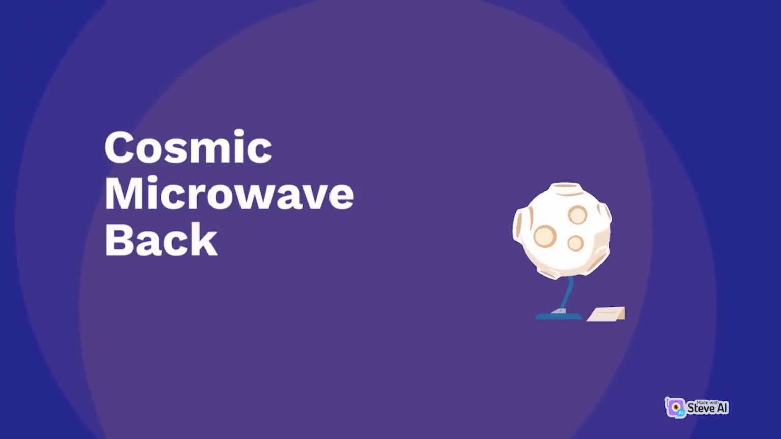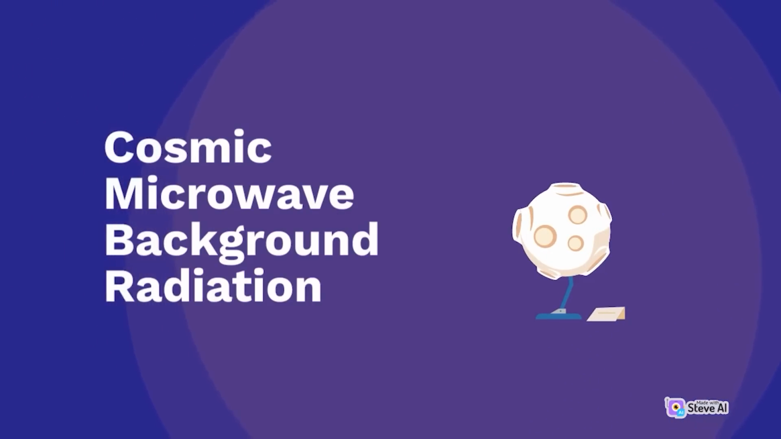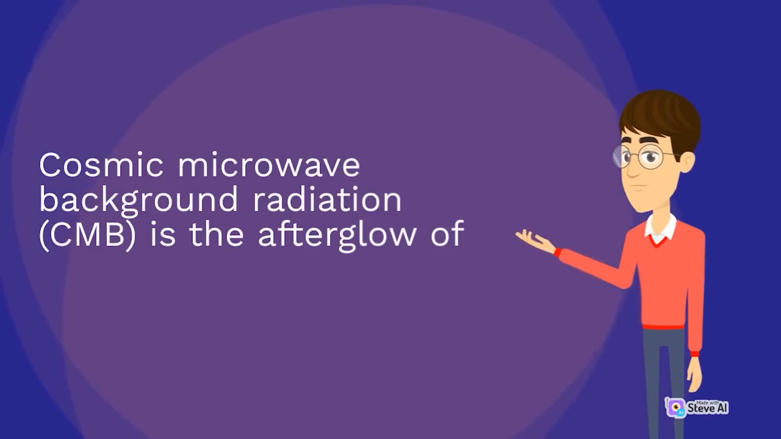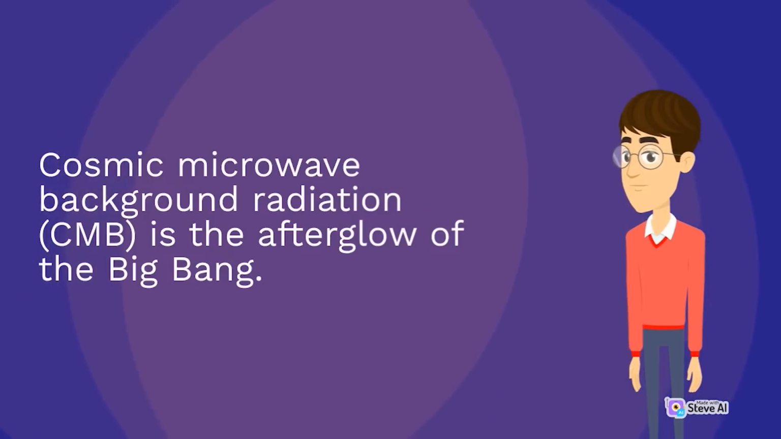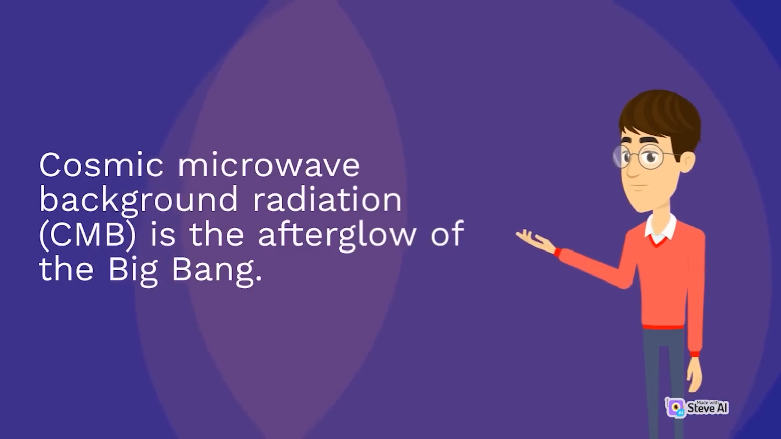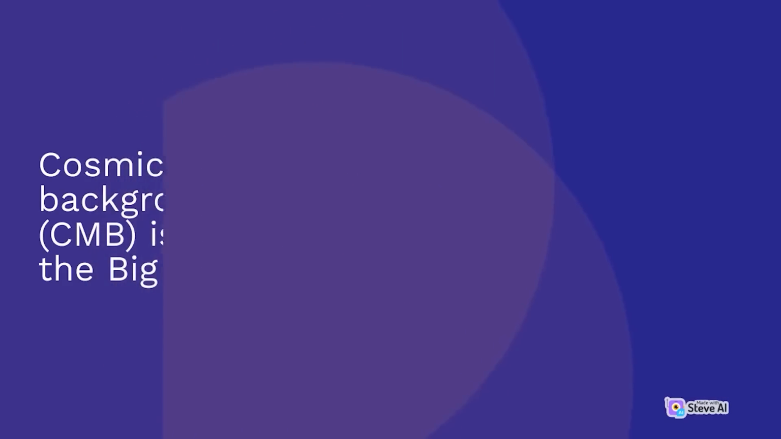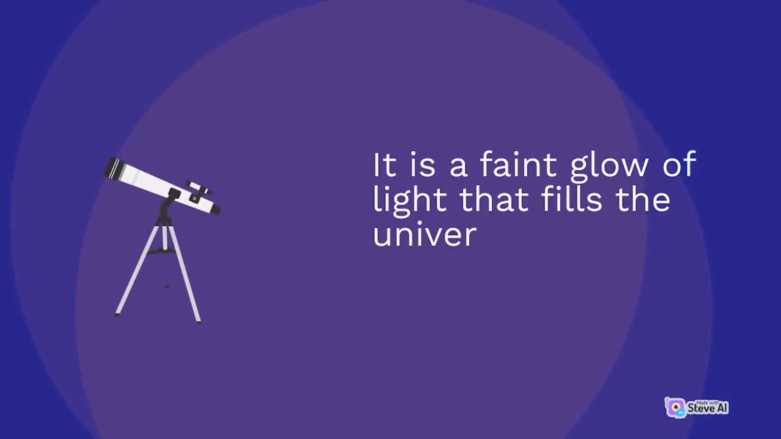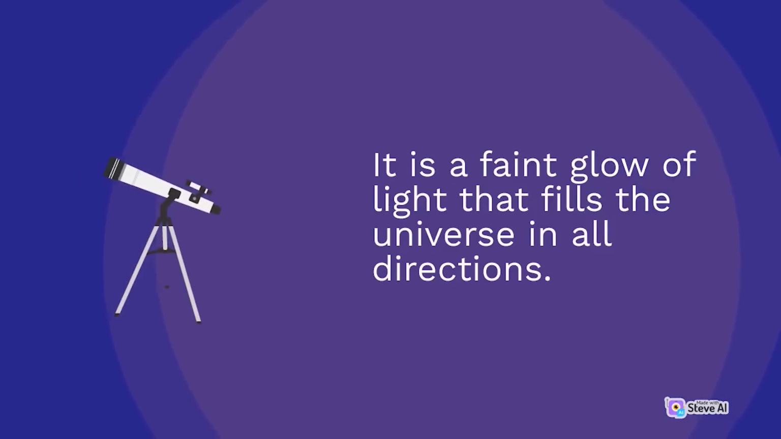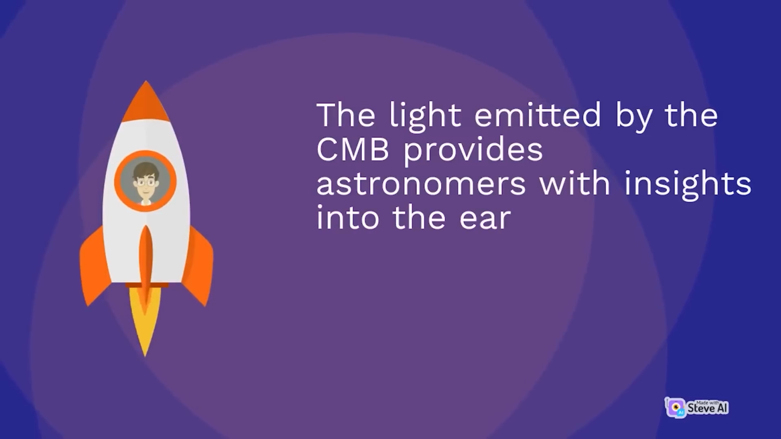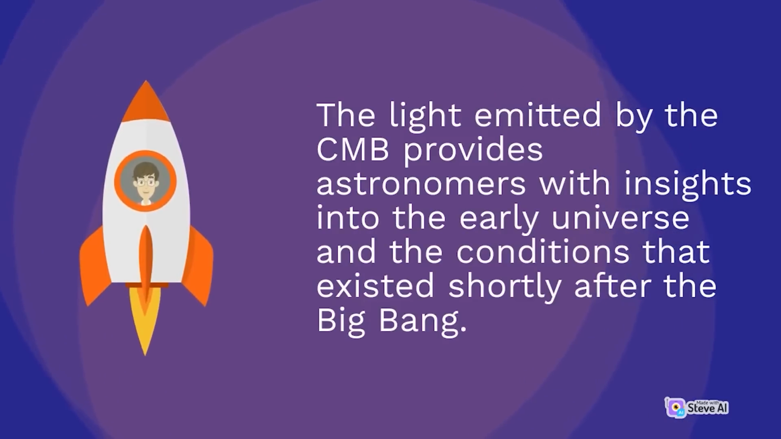Cosmic microwave background radiation. Cosmic microwave background radiation, CMB, is the afterglow of the Big Bang. It is a faint glow of light that fills the universe in all directions. The light emitted by the CMB provides astronomers with insights into the early universe and the conditions that existed shortly after the Big Bang.